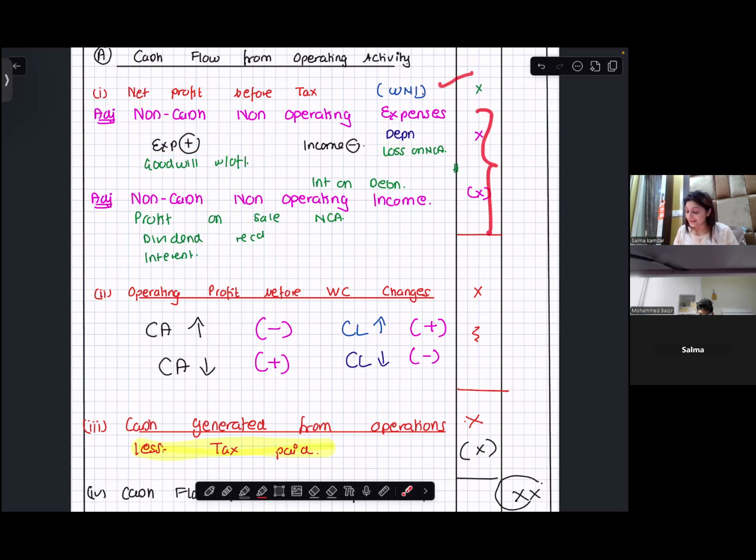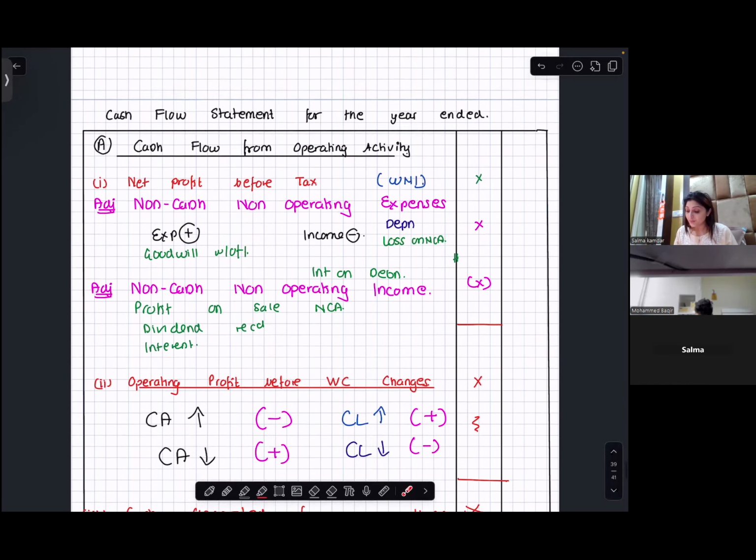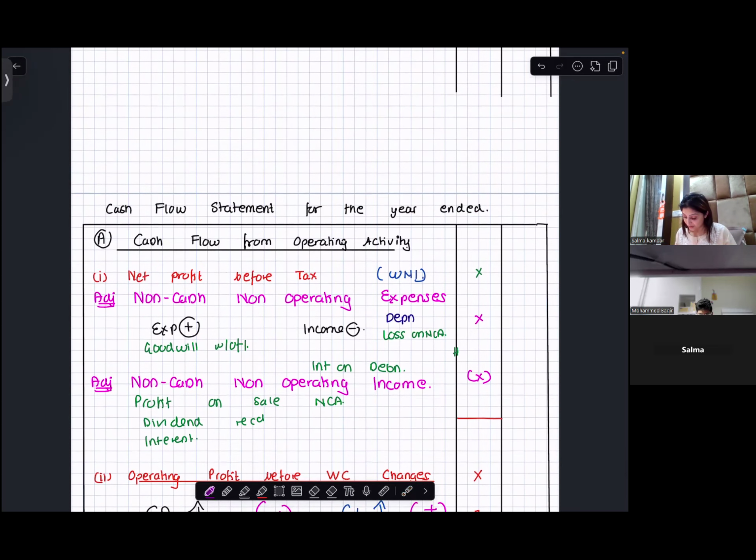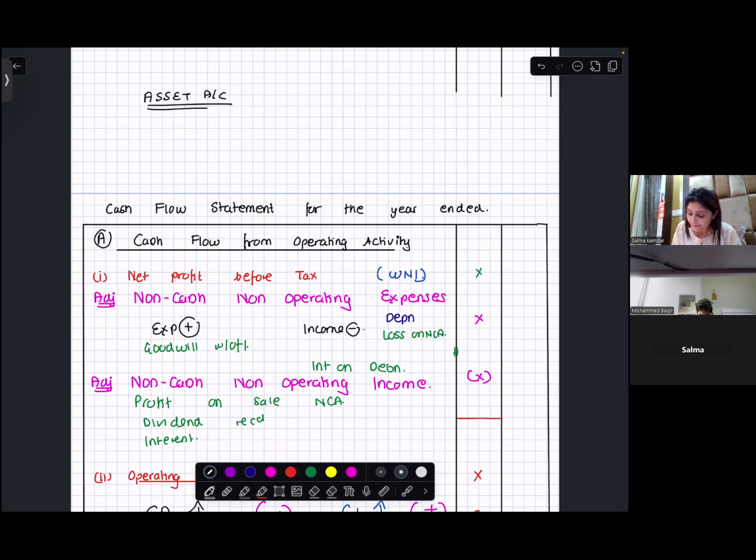Non-cash, non-operating expenses. For this, you also prepare an account which is called the asset account and depreciation charge for the year. Are you with me? From the asset account, what information do you get? From the asset account, we get buy or sell of non-current assets. Okay. So, depreciation for the current year, how will you get?